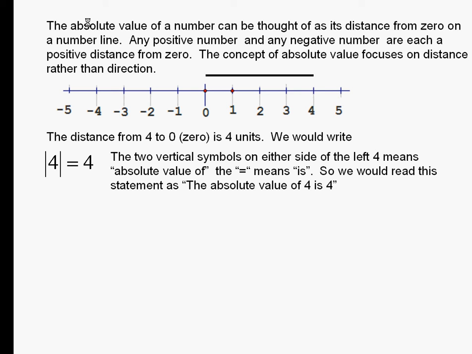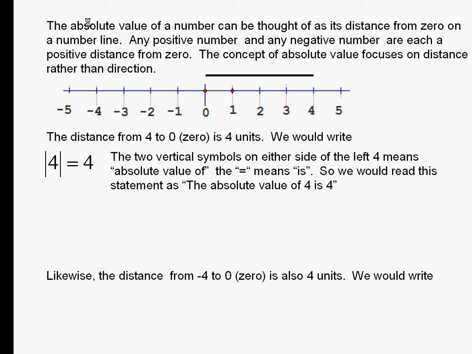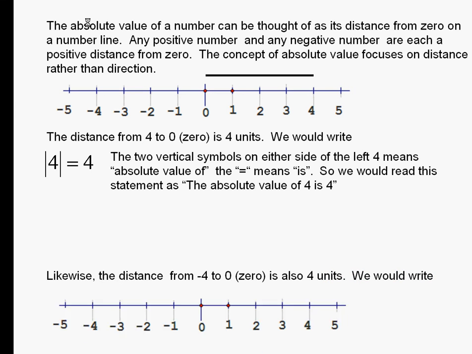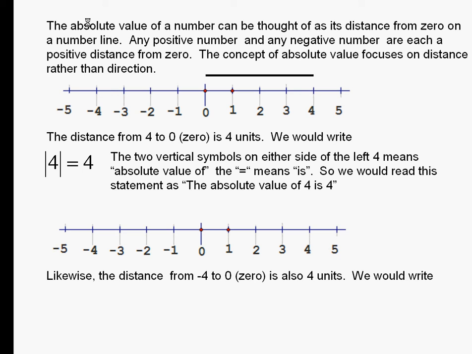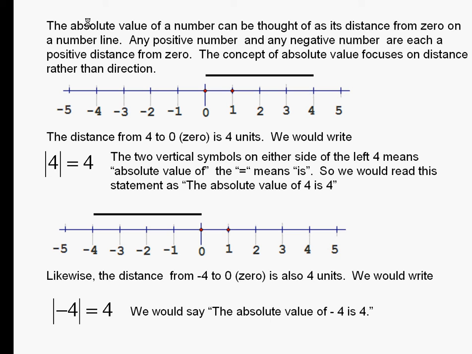Okay. Likewise, the distance from -4 to 0 is also 4 units. So looking at a number line there, and looking at the distance again from -4 to 0, we would write |-4| = 4. And we would say that the absolute value of -4 is 4.